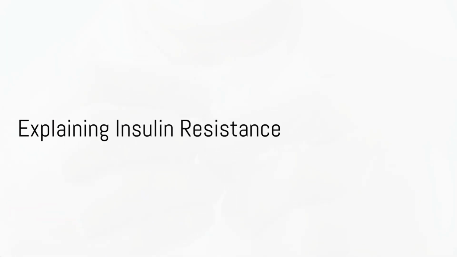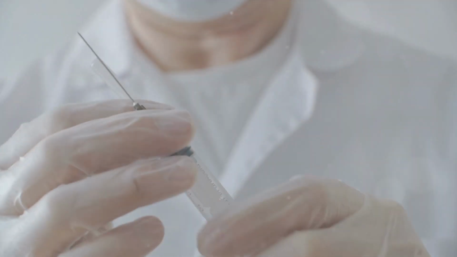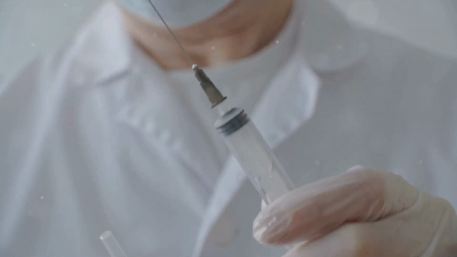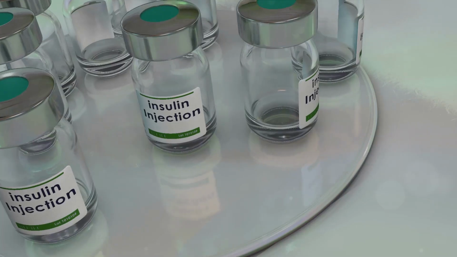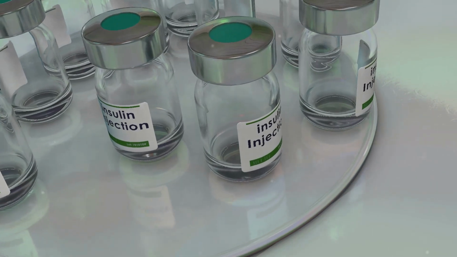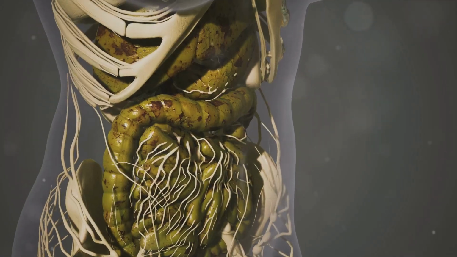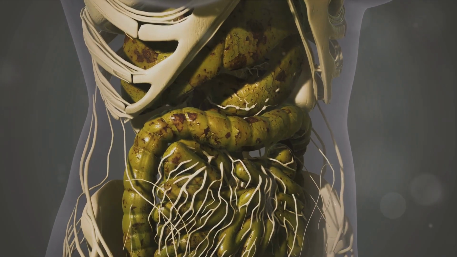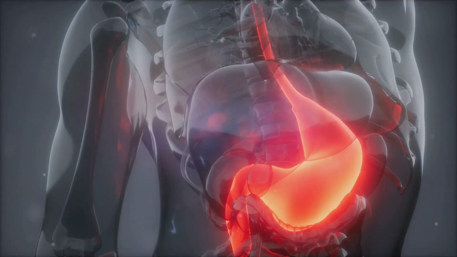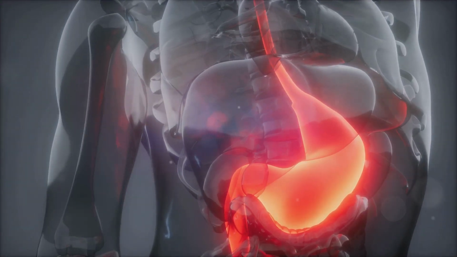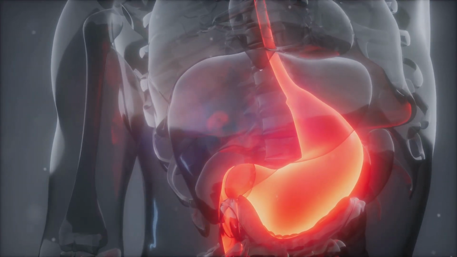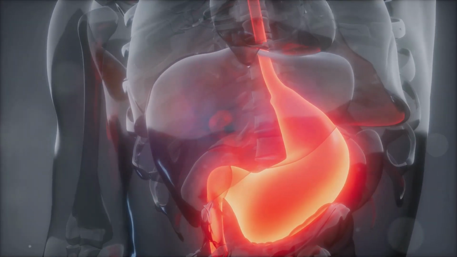Insulin resistance, another medical term that sounds complicated, but it's really not. It's a condition where the body's cells don't respond as they should to insulin, a hormone that regulates the amount of glucose or sugar in our blood. This resistance forces the pancreas, the insulin-producing organ, to work overtime, churning out more insulin to keep blood sugar levels in check.